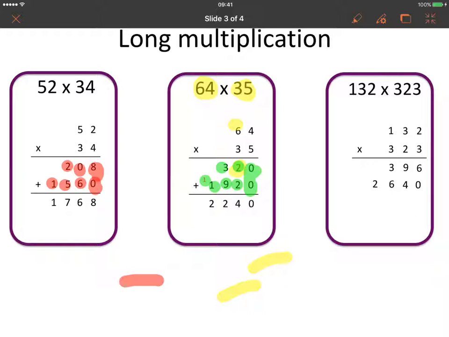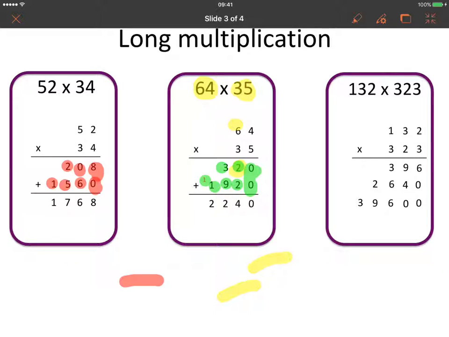Now, I have completed my units, I have completed my tens, and all that's left over is to do the hundreds. And therefore I need to put down a 0 for my units placeholder, a 0 for my tens placeholder, and now I can do my hundreds. So 3 times 2, which is 6, and 3 times 3, which is 9. And lastly, 3 times 1, which is 3.